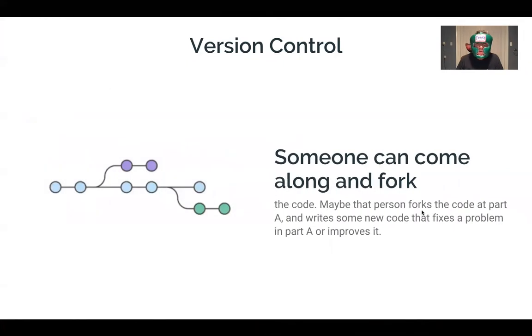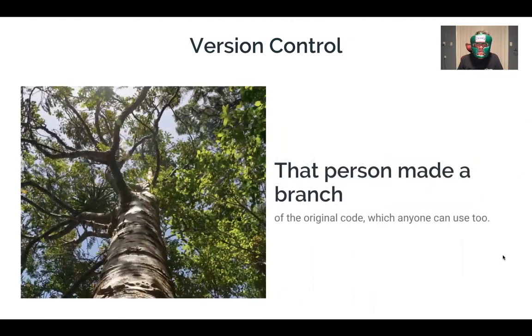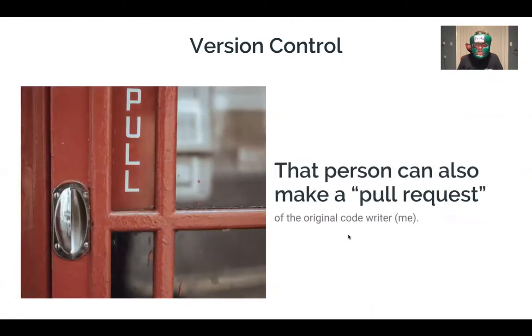Someone can come along and fork that code. So maybe the person forks the code at part A and writes some new code that fixes a problem in part A or improves it. That person made a branch of the original code, which anyone can use too. That person can also make a pull request of the original code writer. That's me. So what is that?